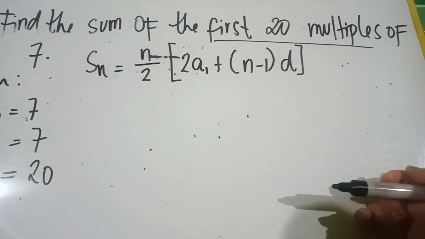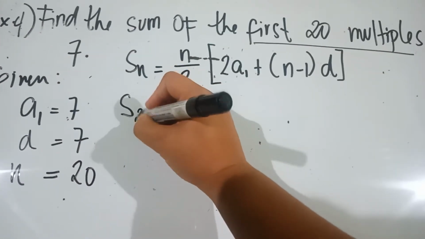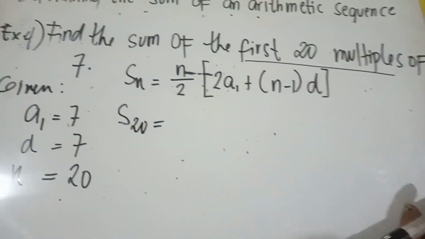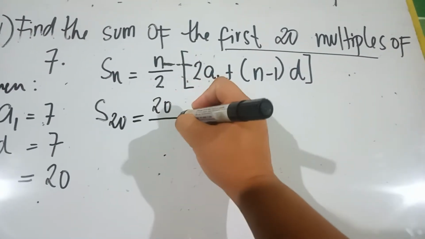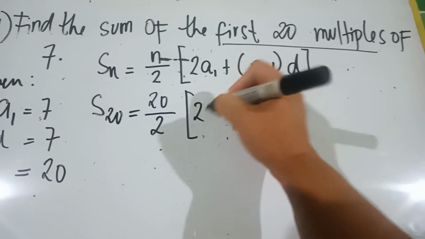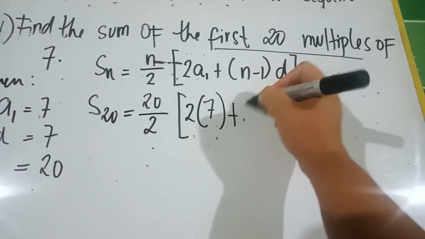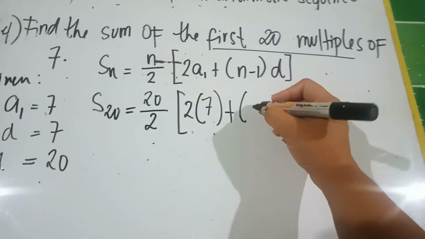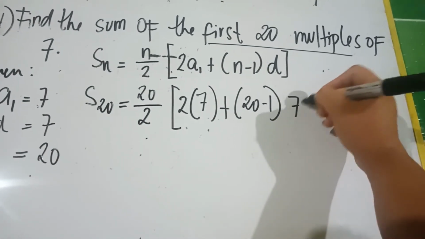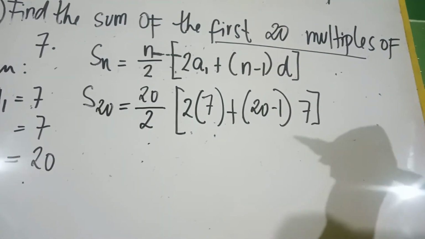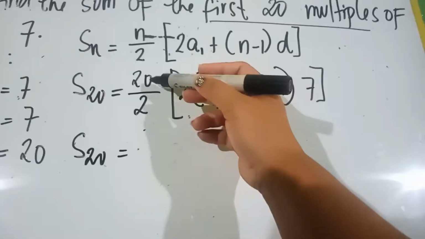So this will be the formula that we are going to use. Let's just substitute the values, the given. We have the sum of the first 20 multiples, so that is S sub 20. S sub 20 is equal to n, the value of n is 20, divided by 2, times 2 times a sub 1, or the first term, which is 7, plus n. What is the value of n? We have 20 minus 1 times the common difference, which is 7. Again, PEMDAS rule. Let's not be impatient.